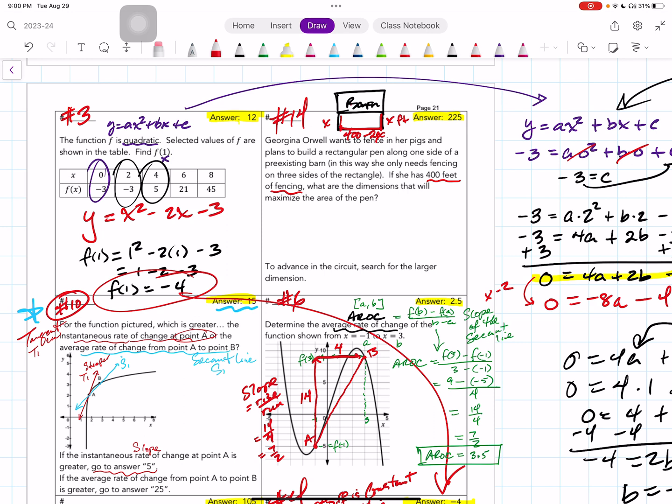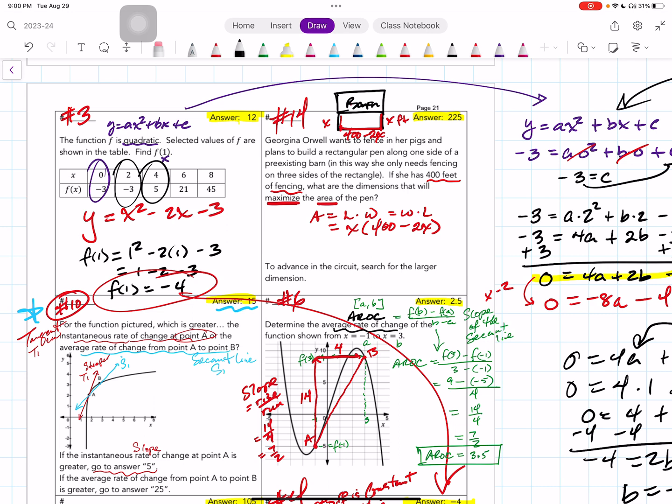But you want to maximize area, so that's the key. The area of a rectangle is length times width. So what we want to do is calculate the area of the rectangle, and the width here is this shorter side. So let's write it this way, width times length. The width is x and the length is 400 minus 2x, basic geometry here.